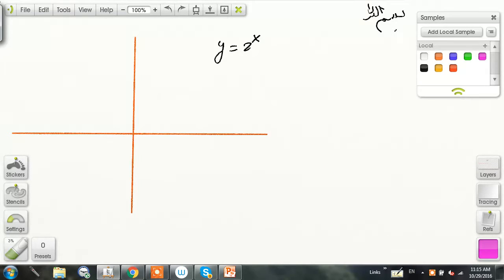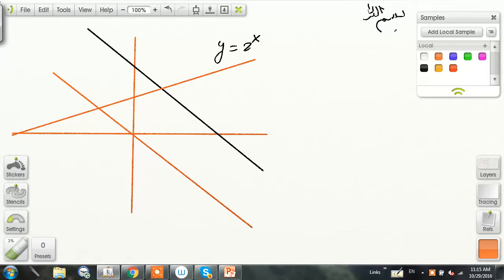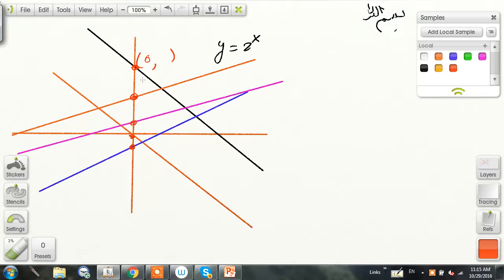So let me draw some lines. Here's a line. These are not exponential functions, but we're just using them as examples. Now look at all the y-intercepts. Here's a y-intercept, here's a y-intercept, here's a y-intercept, here's a y-intercept, and here's a... Oh, they all have something in common.